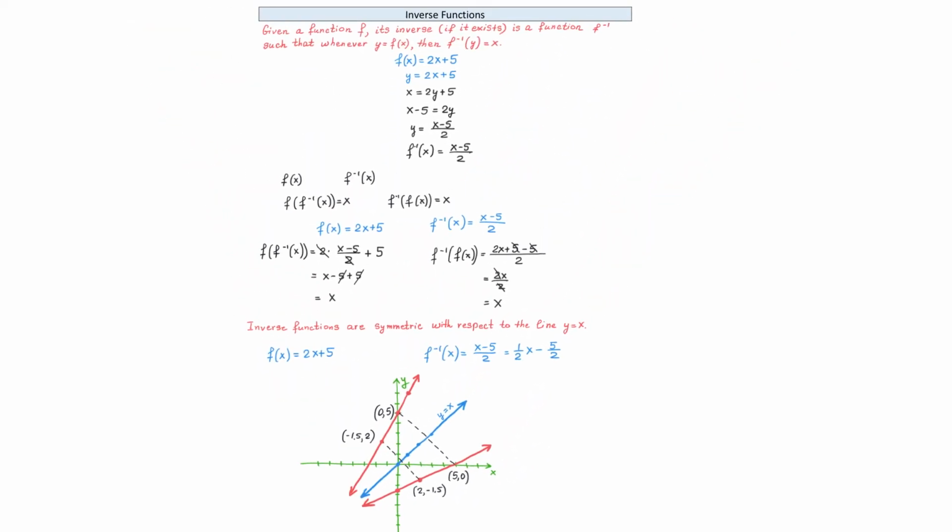What we know by now is that to get an inverse function, we have to interchange x and y. Also, we know that inverse functions have this property that if you perform the composition either way, you will get x. We also know that inverse functions are symmetric with respect to the line y equals x. But do you know that not all the functions have inverse functions? To understand this concept, let's talk about one-to-one functions.